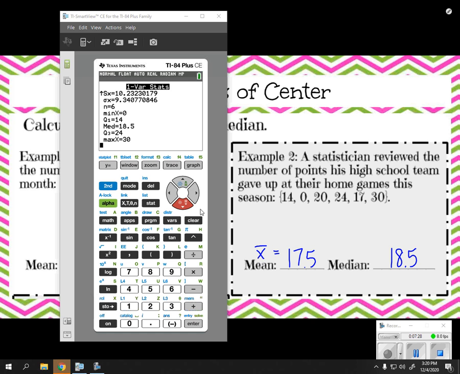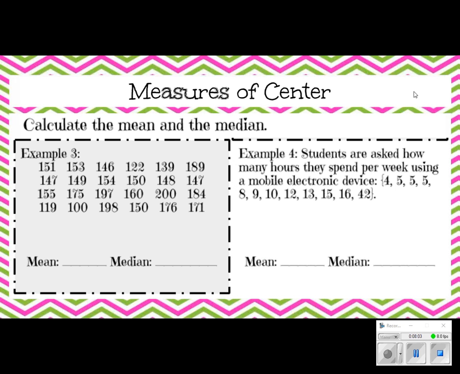Now, if they were going to say which one best models the data, we would probably say the 18.5 because there is an outlier. An outlier is a really, really big or really, really small number, and you see this 0 right here? That is a really, really small number in comparison to the other numbers. So there's an outlier, and that outlier pulls on the mean, drags it down, but doesn't quite so much affect the median.